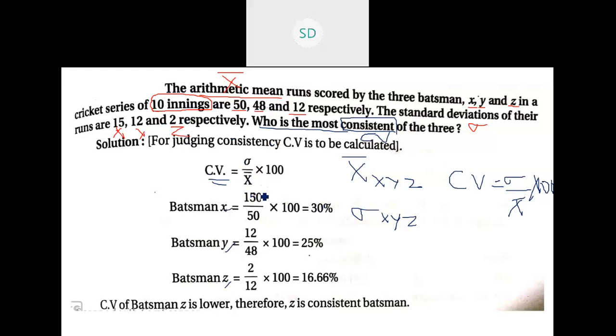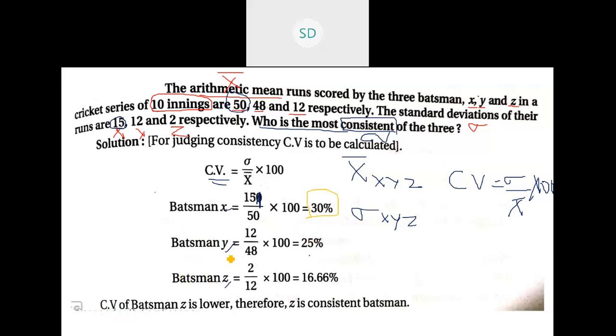Arithmetic mean, standard deviation for X is 15. They've taken the numbers a little wrong. That is not 150, that is 15. The final answer is correct, but just these numbers are a little wrong. Just correct them in your classworks also. So 15 divided by 50 into 100 will give us 30%. So this is the CV of batsman X.